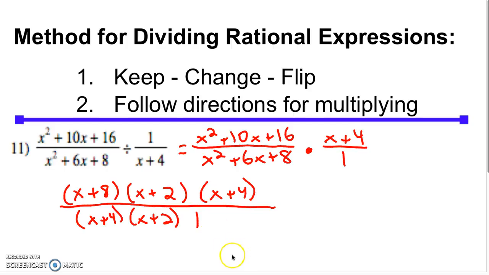Again, look for a match, top to bottom. Be careful. If there's more than one x plus 2, let's say in the denominator, you can only cancel one item for one item, one expression that matches. You can't cancel both of them. We also have some x plus 4s that match numerator to denominator, and all we're left with is an x plus 8 over 1. Well, we don't need the over 1, so your solution is just x plus 8.